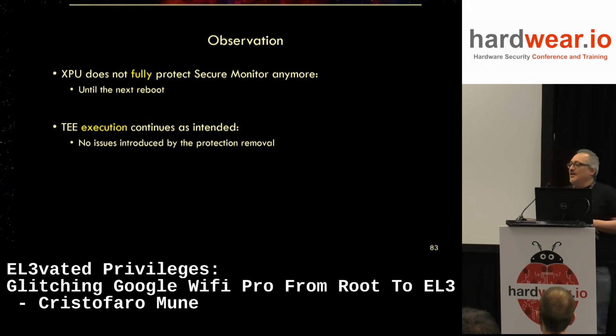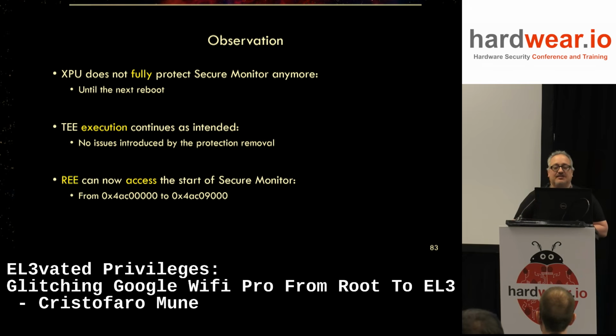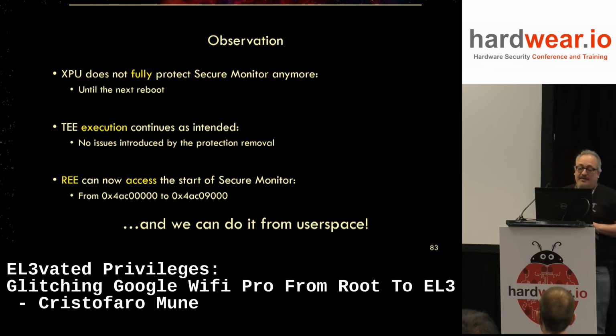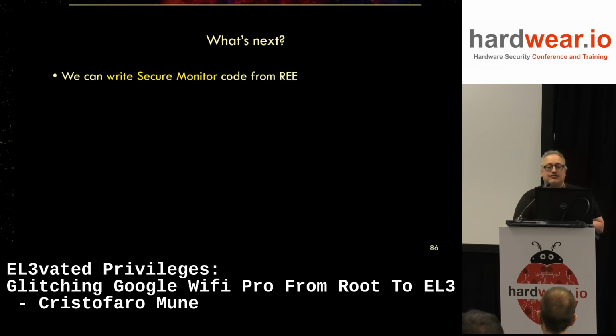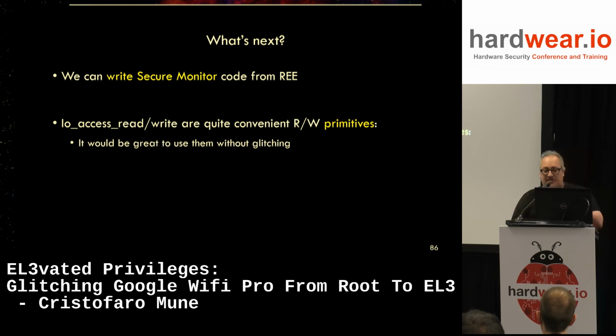So nothing can really be detected from the TE side. But the RE can now access, so the kernel can now access this memory area. We can do it from user space because we have devmem, which writes and reads physical memory. So what we have done now is that we have full control of the root of the kernel and now of the secure monitor. So we can read and write. Long story short, we can write from RE.